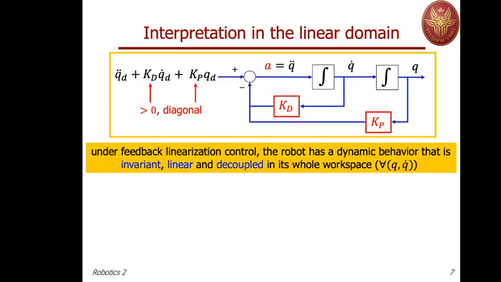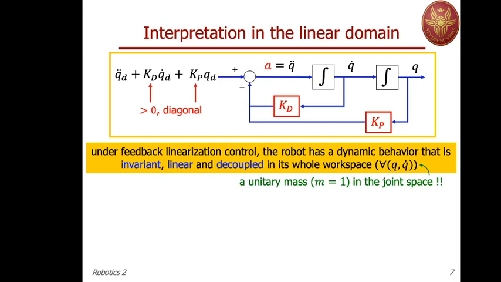So what have we obtained? We have obtained a system which is different from the original dynamics of the robot. The controlled robot has a linear dynamics, which is invariant from the particular configuration q, and it's fully decoupled in all its workspace, no matter which velocity it is having. For instance, the quadratic dependence on the Coriolis and centrifugal terms is no longer there. We have completely substituted the original nonlinear dynamics with this linear and decoupled dynamics.